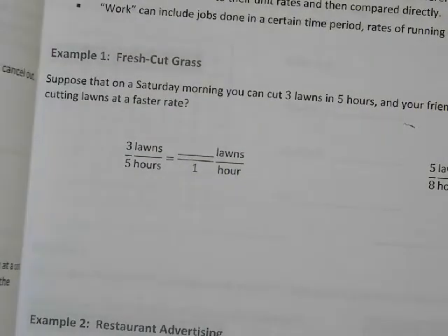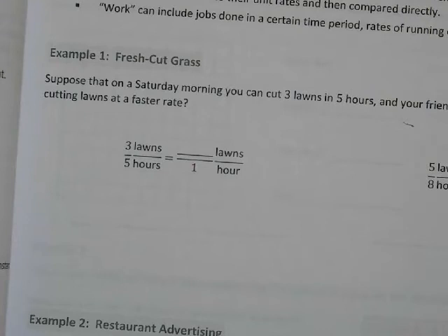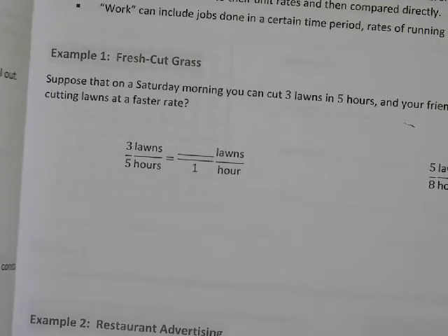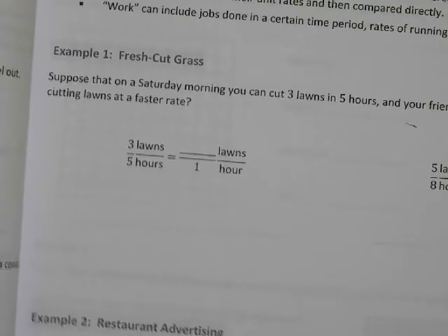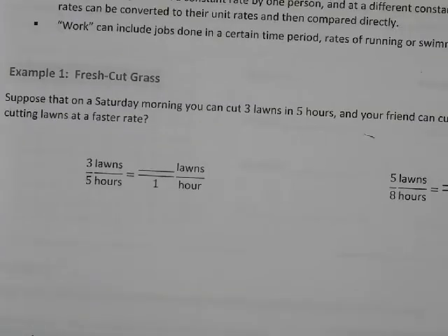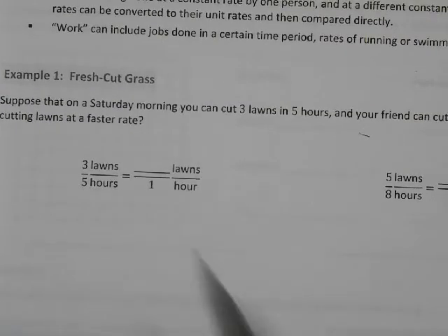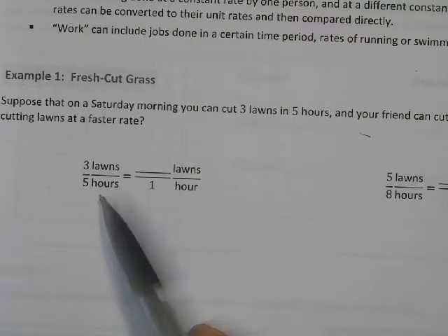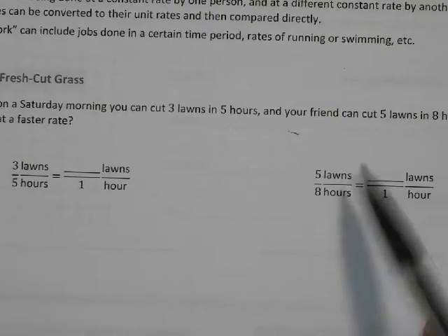For lesson 23, we're looking at work problems using unit rate to compare which one has a better rate, which one's going faster, and so on. So here we have our first example, and this example shows that this individual is able to mow 3 lawns in 5 hours.